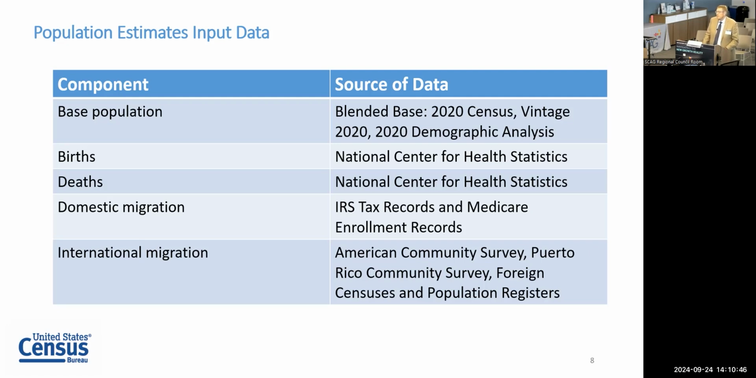For births, we get individual birth records from the National Center for Health Statistics. We also get individual death records from the National Center for Health Statistics. For domestic migration, we use IRS tax records. We also use Medicare enrollment records. And then for international migration, we use several different sources, primarily the American Community Survey. We also use the Puerto Rico Community Survey and then foreign censuses and population registers. And I'll talk later about some of the work we've been doing to supplement the American Community Survey-based estimates with additional administrative data from the Department of Homeland Security and other agencies.